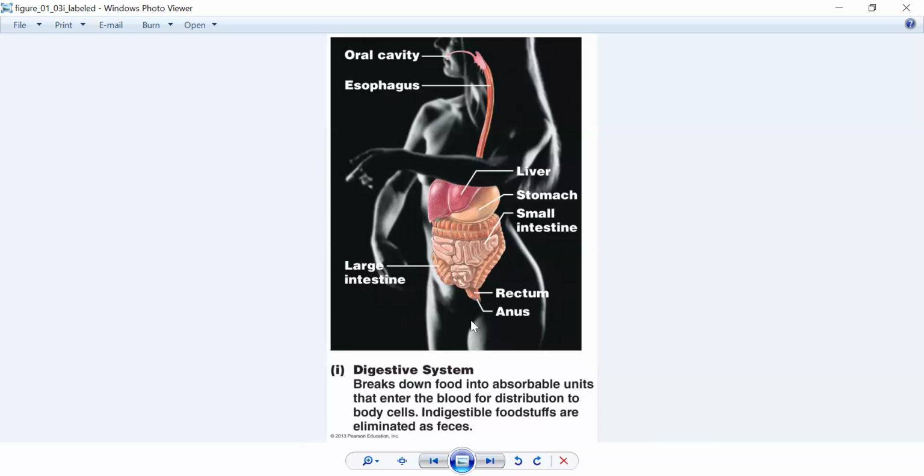And things that weren't fully broken down or absorbed will be excreted out of the body as feces through the anal canal. You also see your liver here. Well, your liver has a variety of functions, but in this case, it's involved in digestion by making a product called bile. Bile helps separate lipids into small units so that your enzymes can break it down.